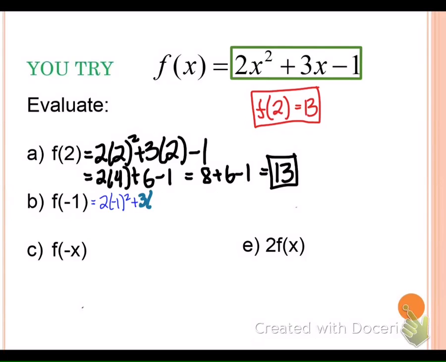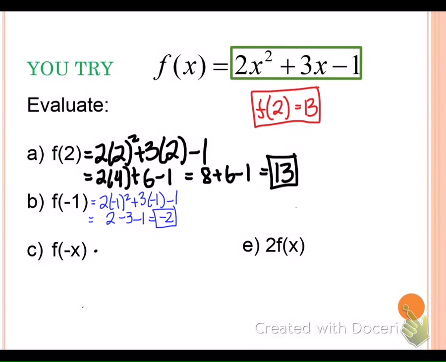3 times negative 1 minus 1. I'm going to kind of skip, jump, and see this is going to be 2 minus 3 minus 1. What is that? Negative 2.